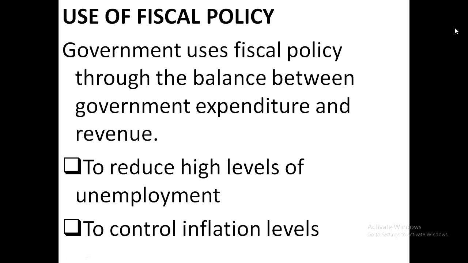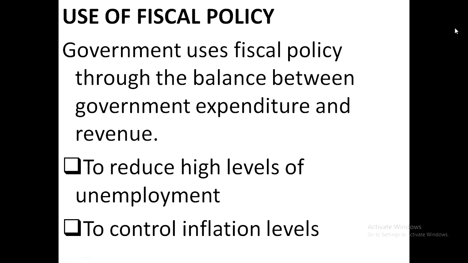So let's start by looking at the first use of fiscal policy, to reduce the high levels of unemployment. How can government employ fiscal policy to reduce high levels of unemployment? As I've already said, fiscal policy has got two major instruments. That is government expenditure and tax. So how can government use its expenditure and tax to reduce the high levels of unemployment? For government to reduce the high levels of unemployment, government must carry out what is called expansionary fiscal policy.